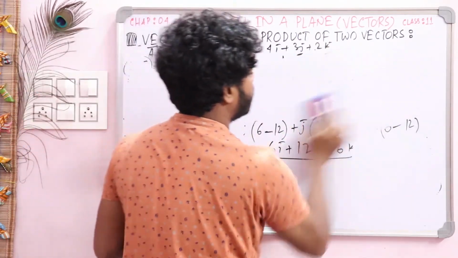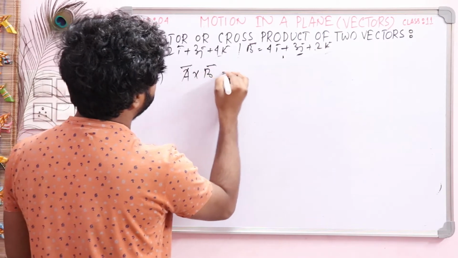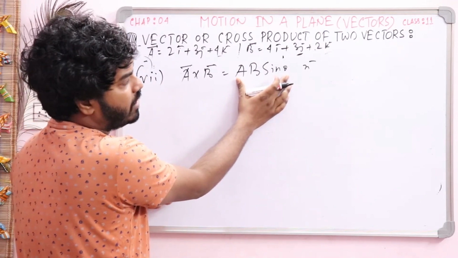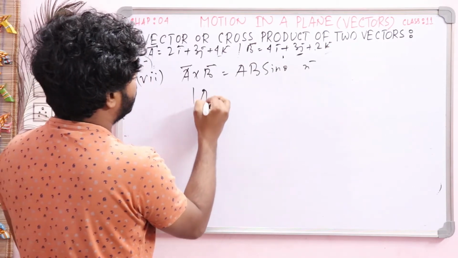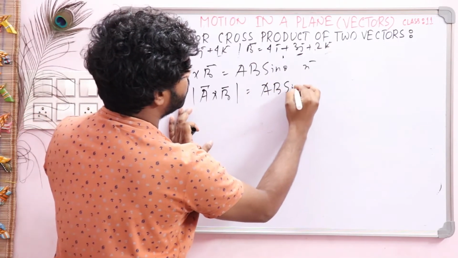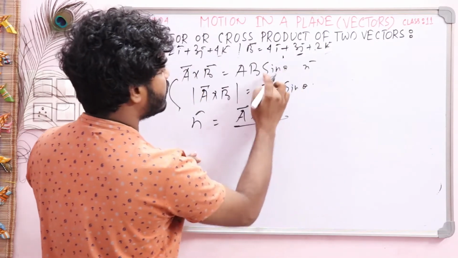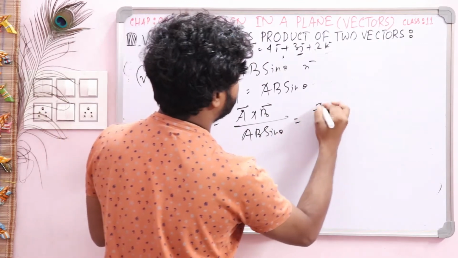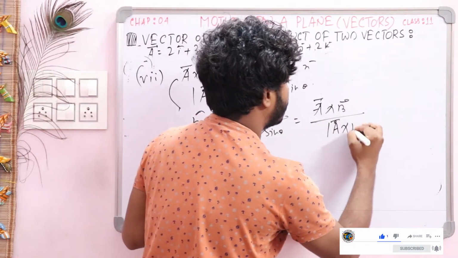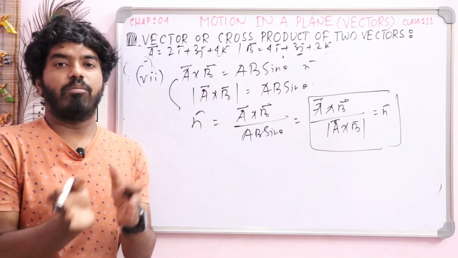The next property, for finding sine theta, we learned that a cross b is equal to ab sine theta n cap. Now the question is, what is ab sine theta? That is the mod of a cross b, only when you are considering the magnitude value, the answer is ab sine theta. Now from here you can say n cap. For finding n cap, the formula will be a cross b divided by ab sine theta, that means the mod under a cross b. So this is the formula for finding n cap, that means for finding the unit vector: a cross b divided by the mod under a cross b.